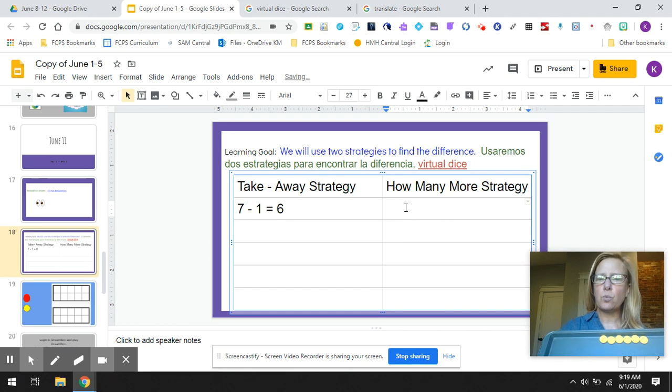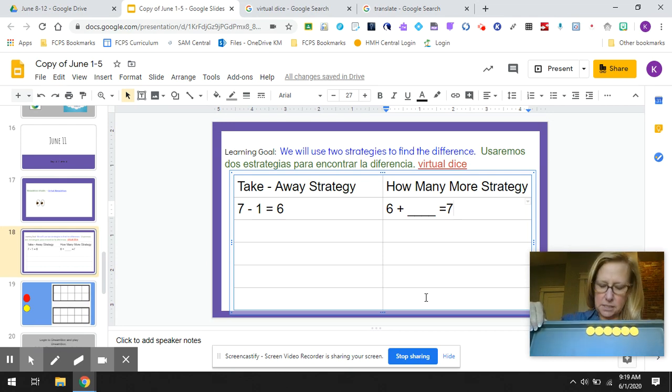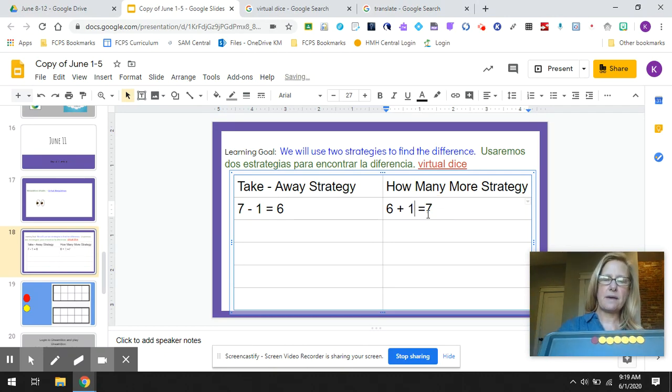Now, how does this work with the how many more strategy? This is when you start with the smaller number, and then you have to add in a certain amount, and it will equal the larger number, which was 7 in this case. So I would start with 6. How many more does it take to get to 7? 6, 7. How many more did it take? It took 1 more. So 6 plus 1 more would equal 7.